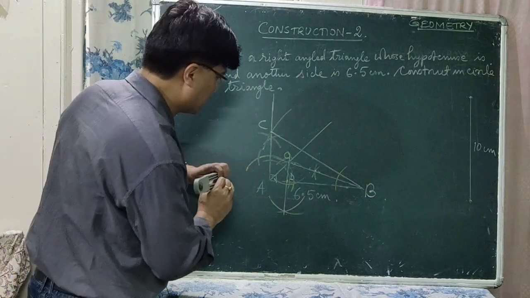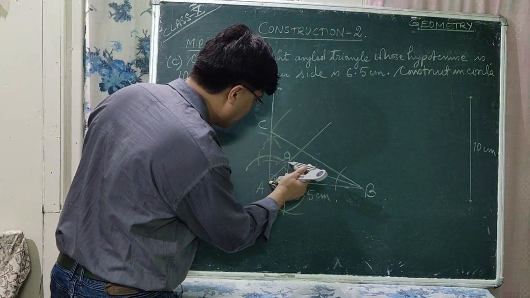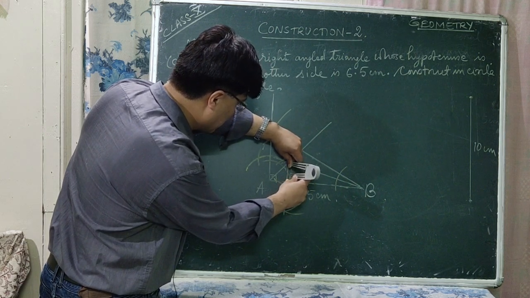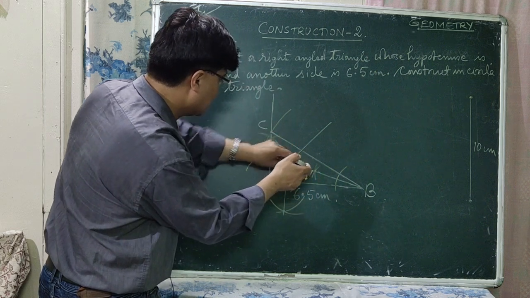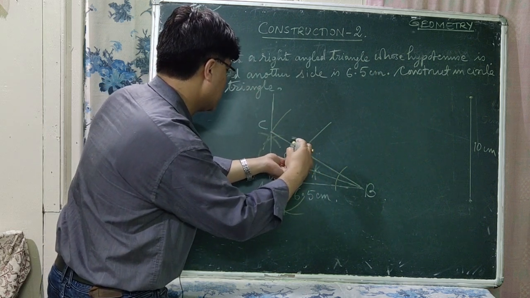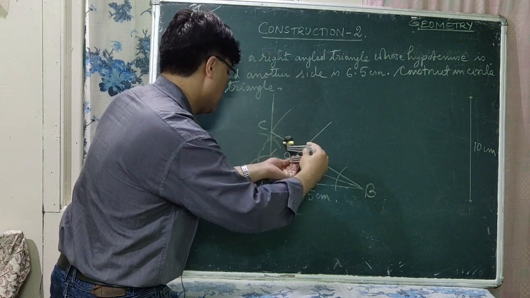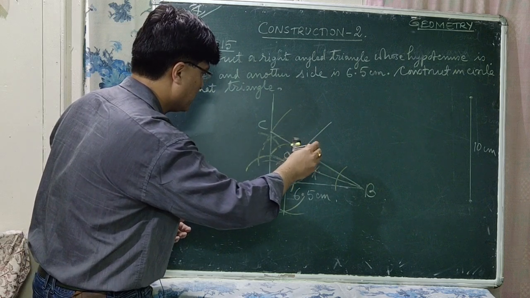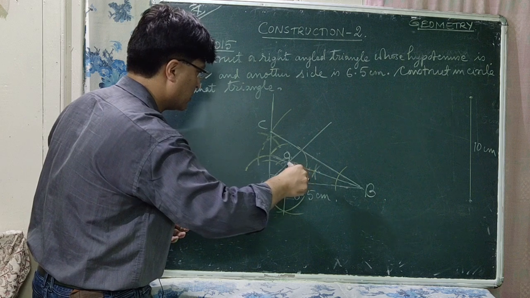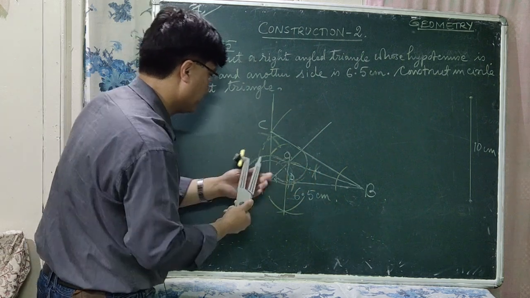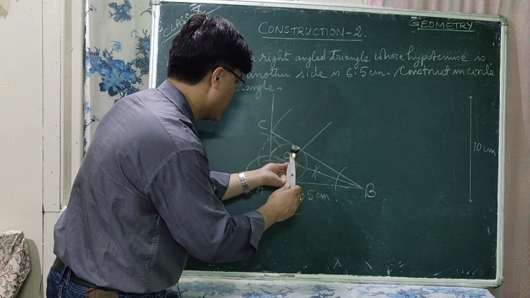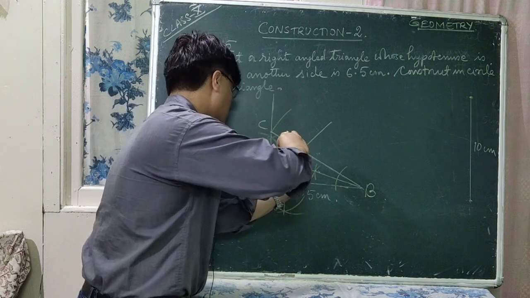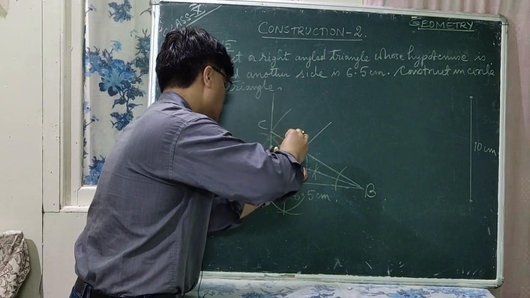Now taking O as the center of the incircle and OD as the radius, draw a semicircle. Taking O as the center, you have to draw a circle. You have to draw a circle, right?